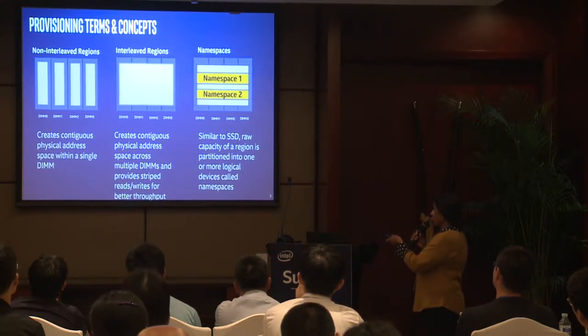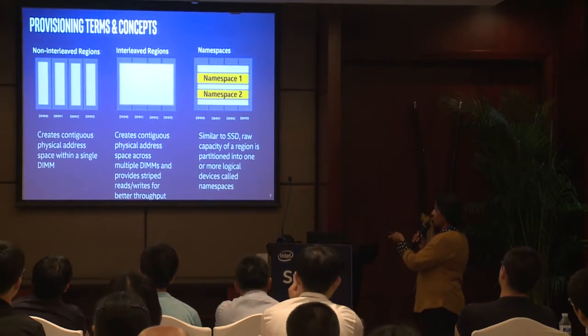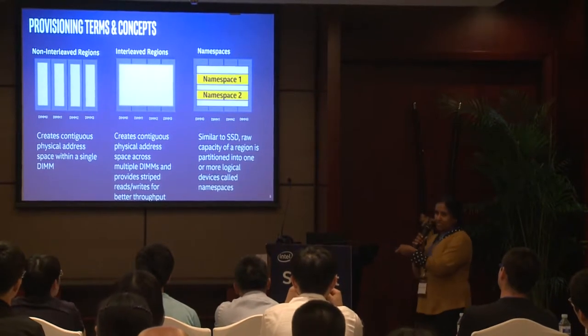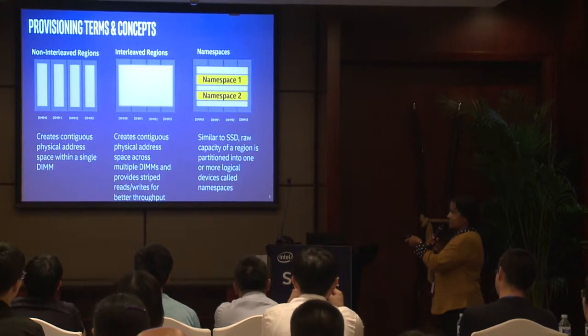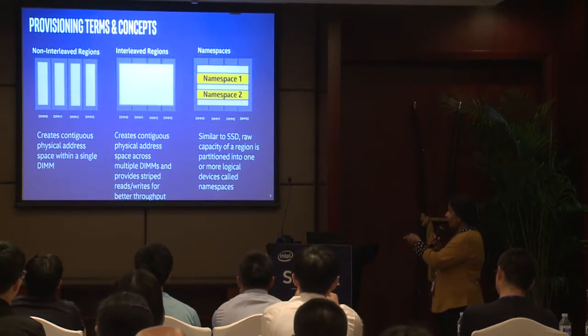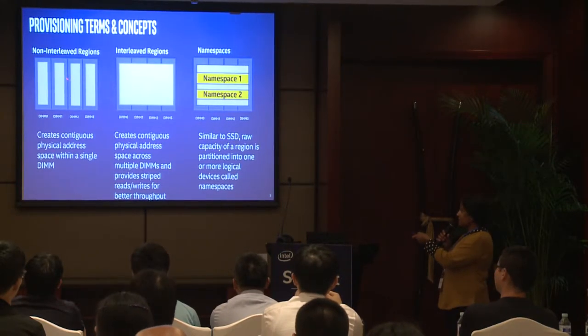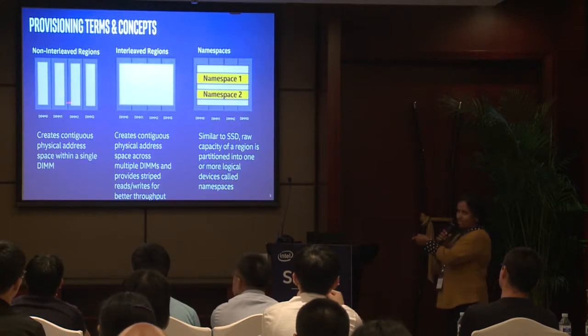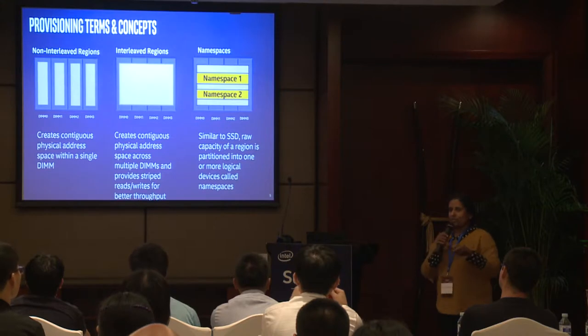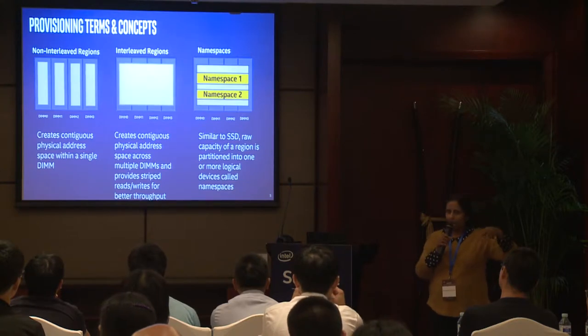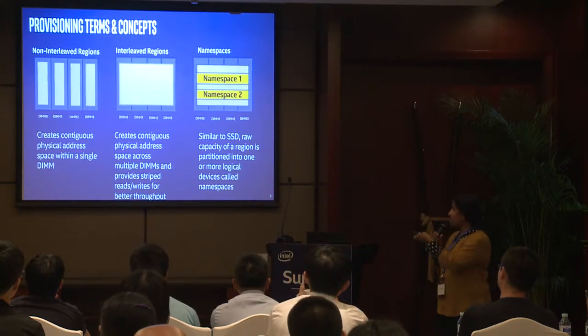But if you have this one, it's basically less throughput compared to the interleaved regions. The advantage of a non-interleaved region is, let's say one of the DIMMs for some reason doesn't work, then you only lose access to the data on that particular DIMM. But with interleaving, if a DIMM fails, then you don't have access to anything in the entire region. So again, you have to weigh it: you want better throughput, and then have some sort of RAID or something on top of it so you don't lose the data, but that's the concept.